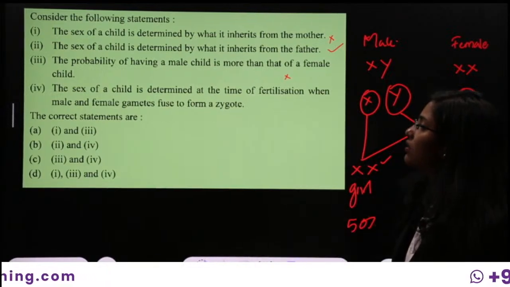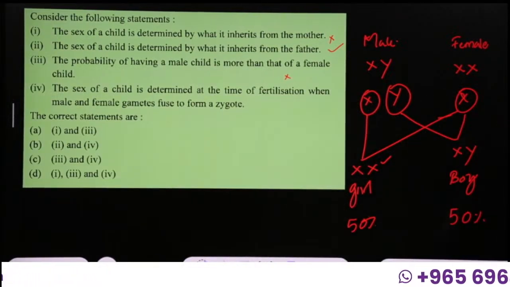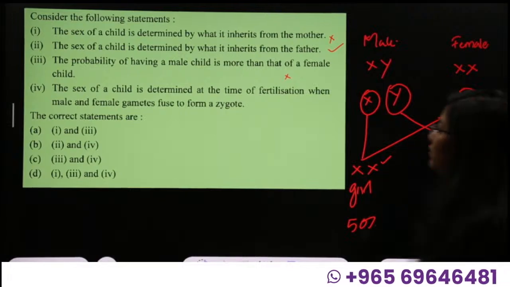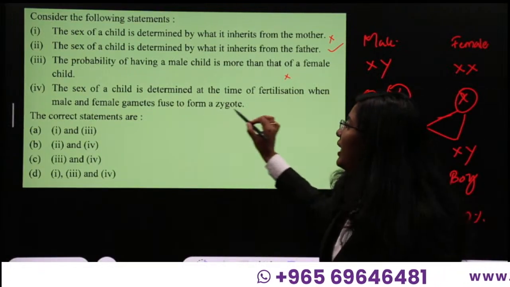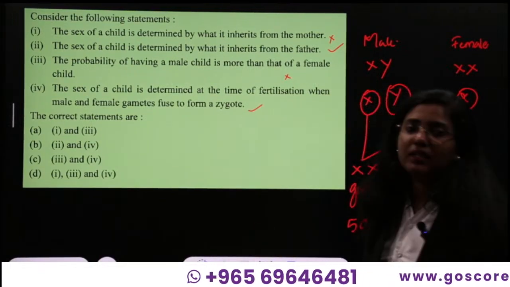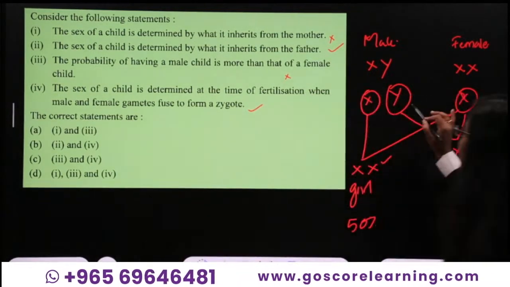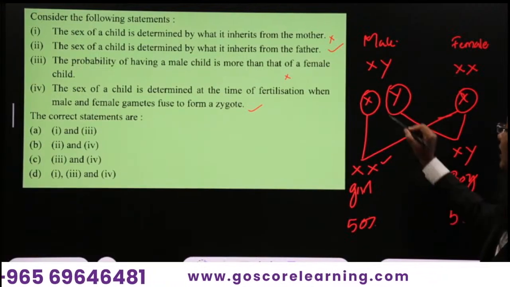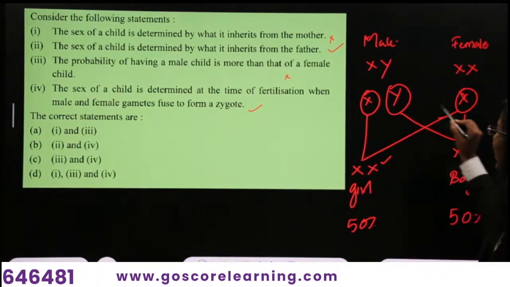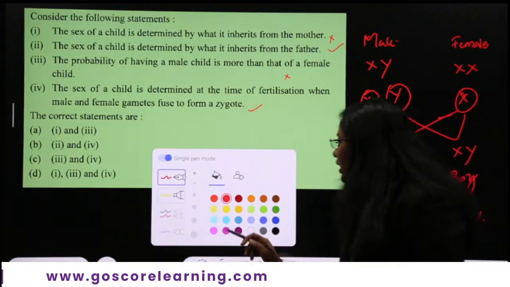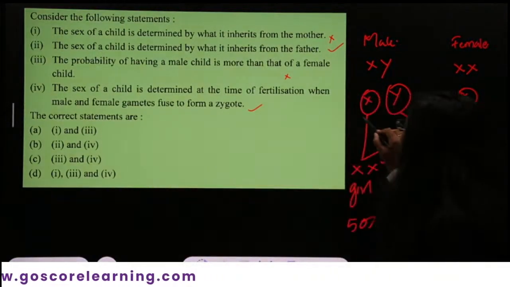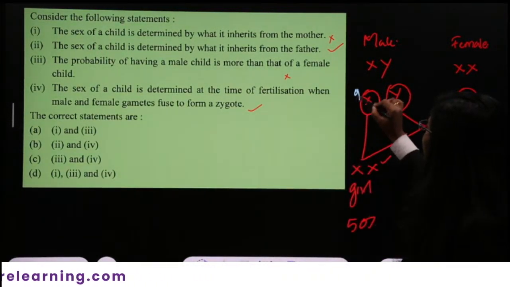Whereas in the case of the fourth statement, the sex of child is determined at the time of fertilization when male and female gametes fuse to form a zygote. That's a correct statement. You know that, right? When is the sex determined? The sex is determined only when the gametes are fused together. Okay, this is the gamete.